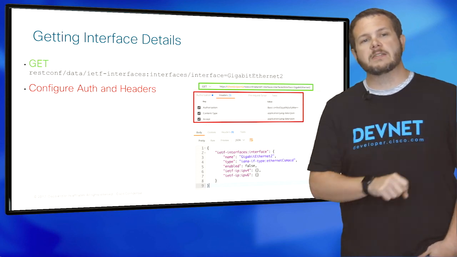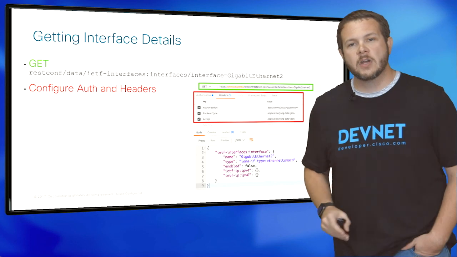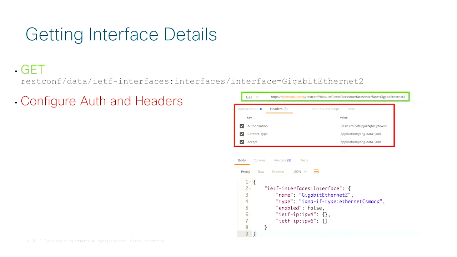When we send this request after configuring the authorization and headers, we can see the data that's returned inside of Postman based on our interface. Now in this state, we see that we don't have a lot configured on this interface. There's no description, there's no IP address information. So let's look at how we can use RESTconf to configure that by putting it up inside of the router.